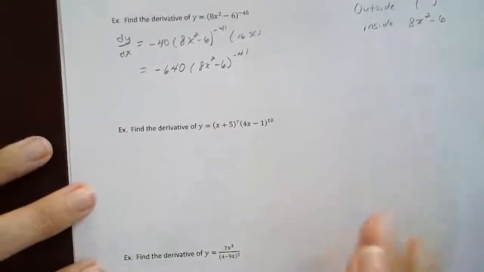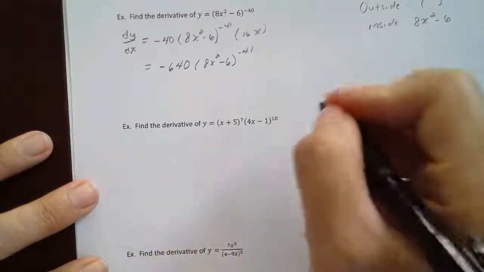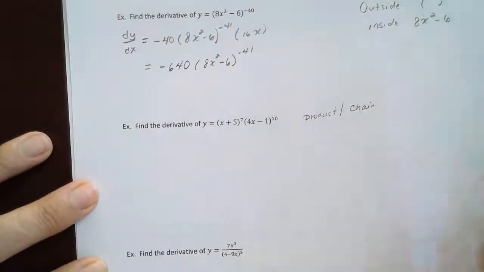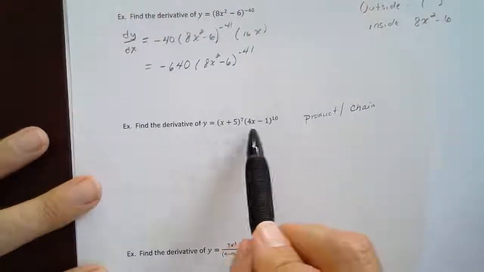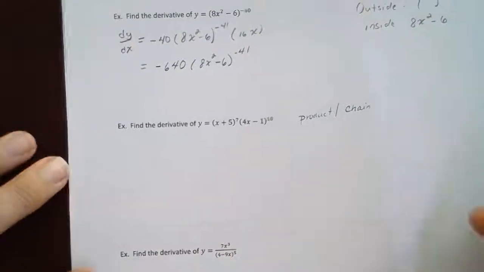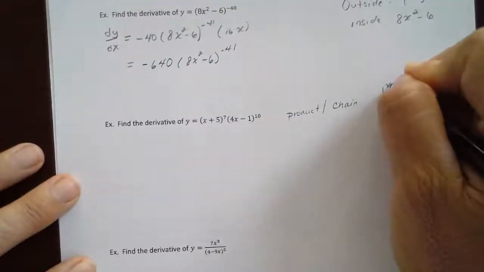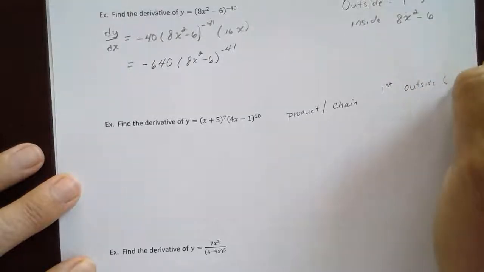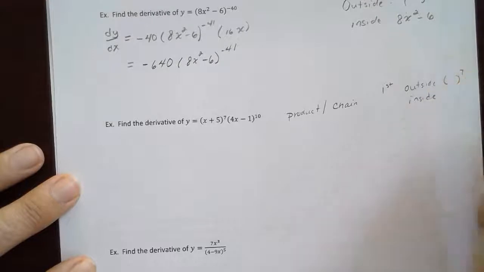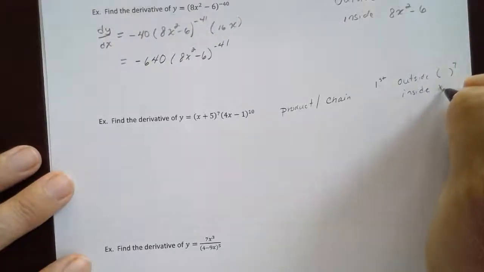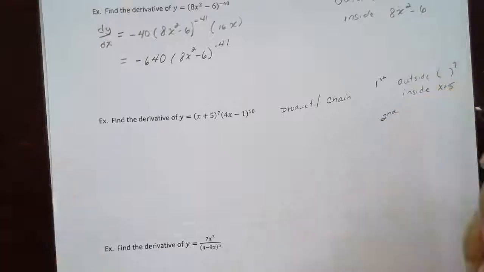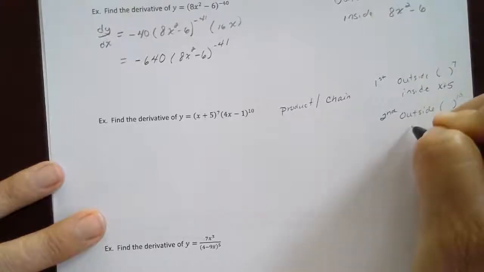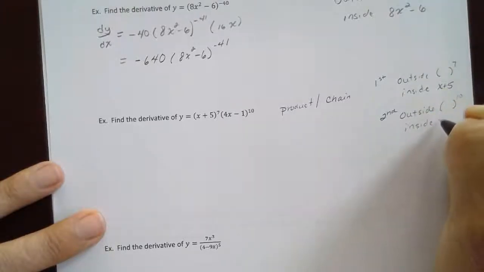Now, we're going to be using our product and chain rules together here. So we're going to have two different outside functions with two different inside functions. For our first factor, the outside is going to be something raised to the 7th, and the inside is going to be x plus 5. And for our second factor, because we're doing product rule, the outside will be something raised to the 10th, and the inside will be 4x minus 1.